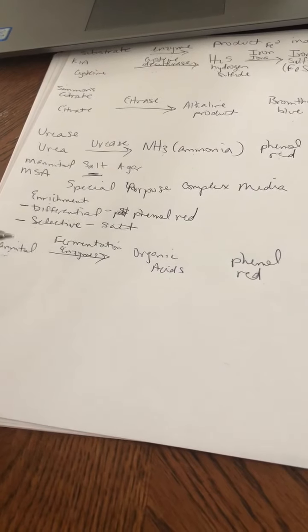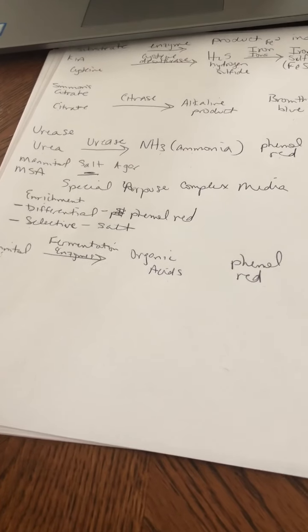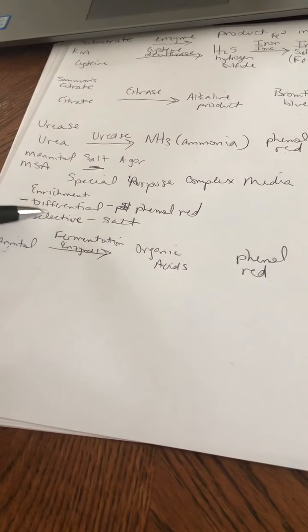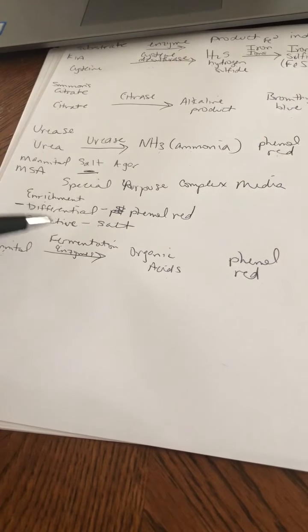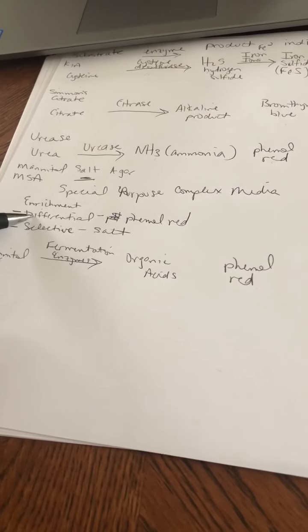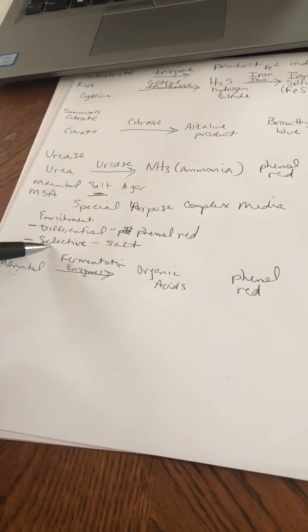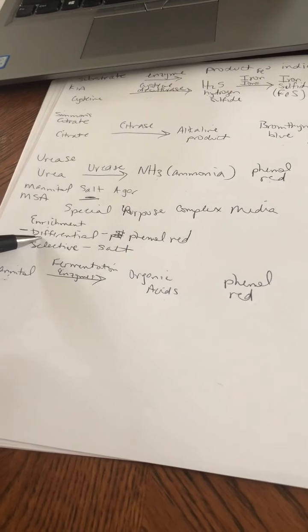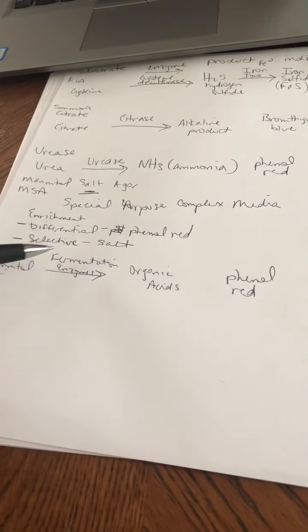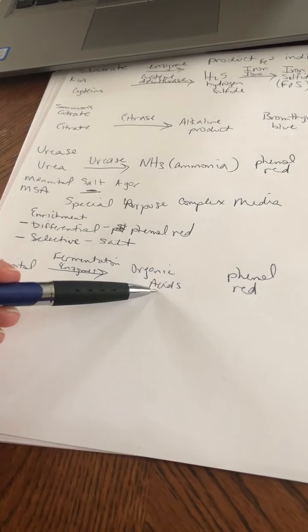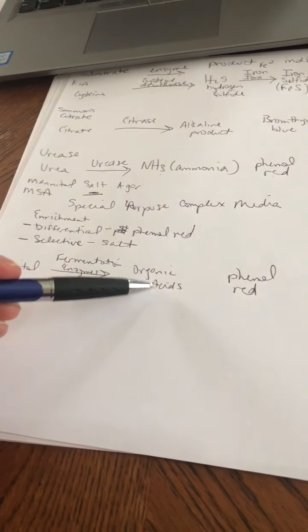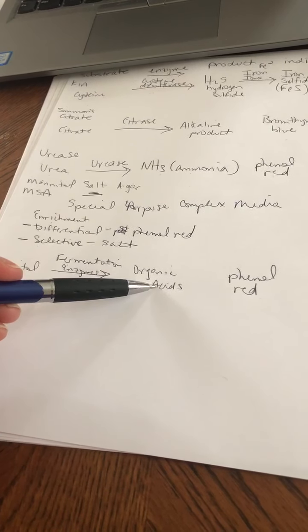So you're going to have to know this. You're going to have to know that mannitol salt agar is both selective and differential, why it's selective and why it's differential. So we know it's selective because it can handle high salt, and we know it's differential because of the phenol red. So once it grows, does it turn yellow? Are organic acids present in the media?